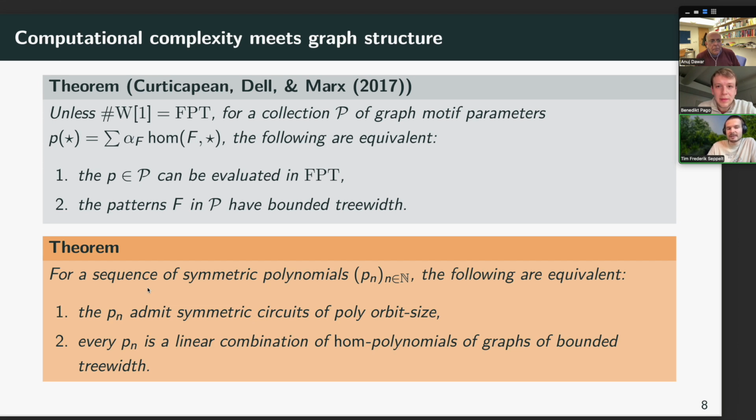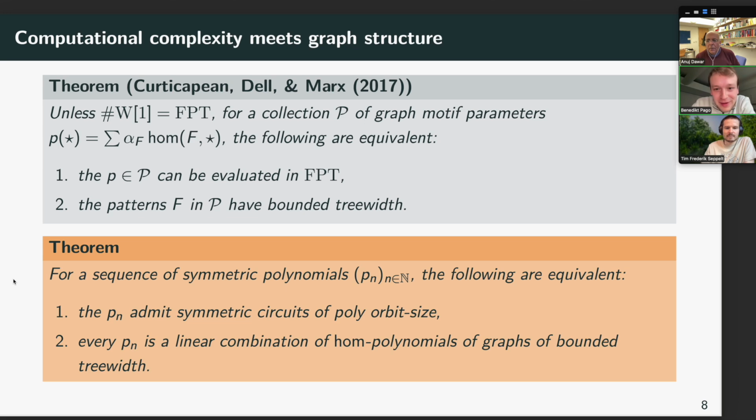So at first, this theorem looks very similar to the theorem on the top, and in a way, our working hypothesis turned out to be right. But for reasons which are totally different than in the Curticapean, Dell, Marx paper. So the proof technique is an original one and has nothing to do with this other result.